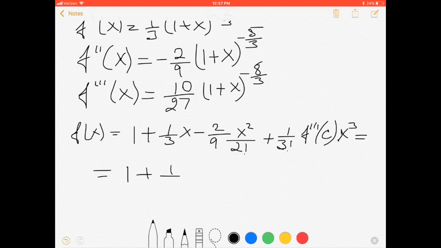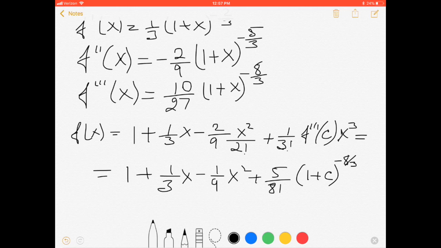It will be 1 plus 1/3 x minus 1/9 x squared. Here, if you plug in c, which stays between 0 and 1, you have plus 5 over 81 times (1 plus c) to the power minus 8/3 times x to the third.